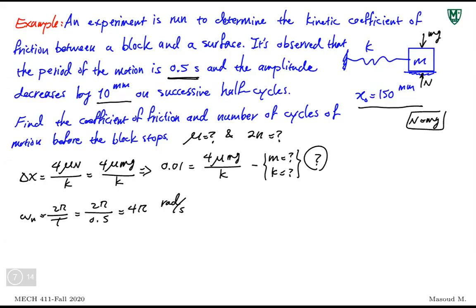So now that I know there's a relationship between k and m, all I need to do is write the equation I had for delta x as a function of natural frequency. I can take mu out. Let me start from the beginning. Delta x is equal to 4 mu mg over k. So delta x is equal to 4 mu g, I take m down, it's going to be k over m. K over m is omega n squared.